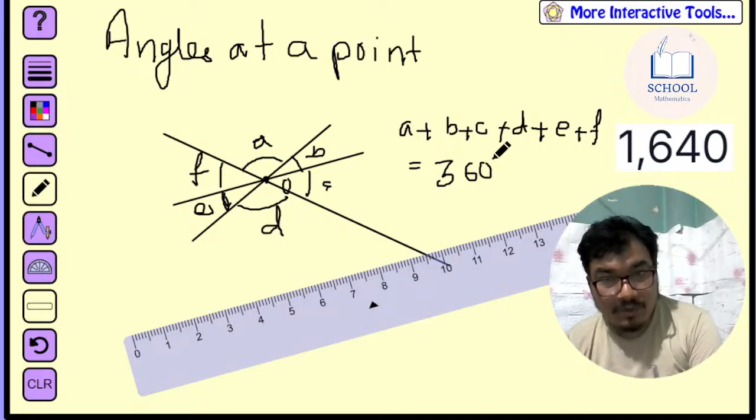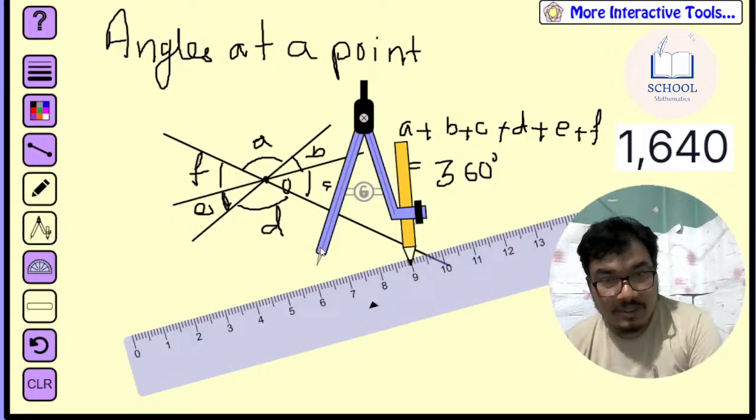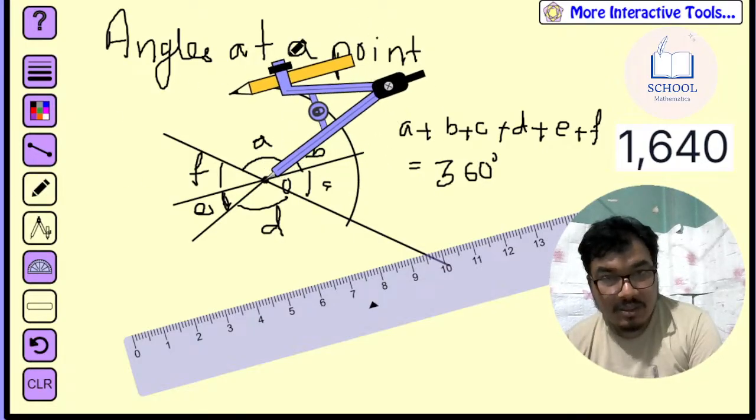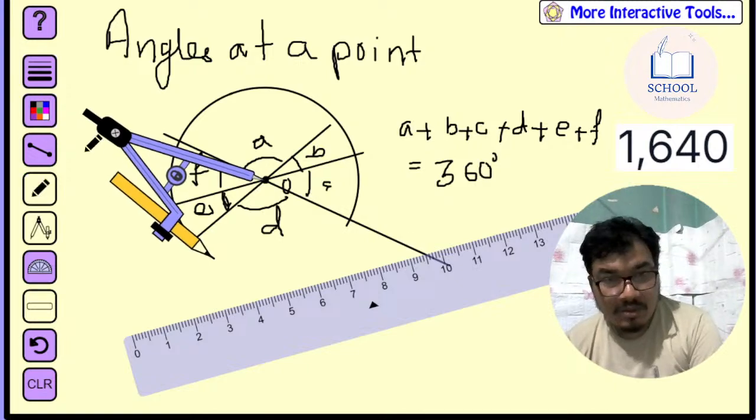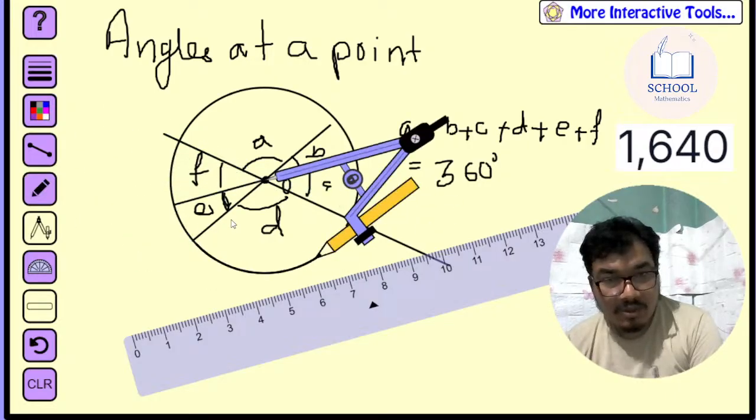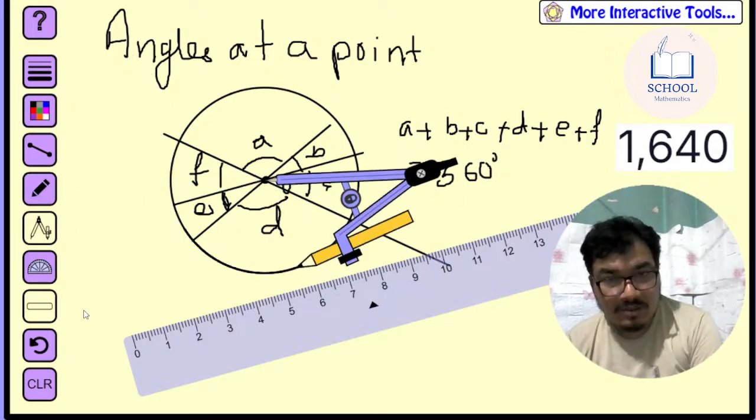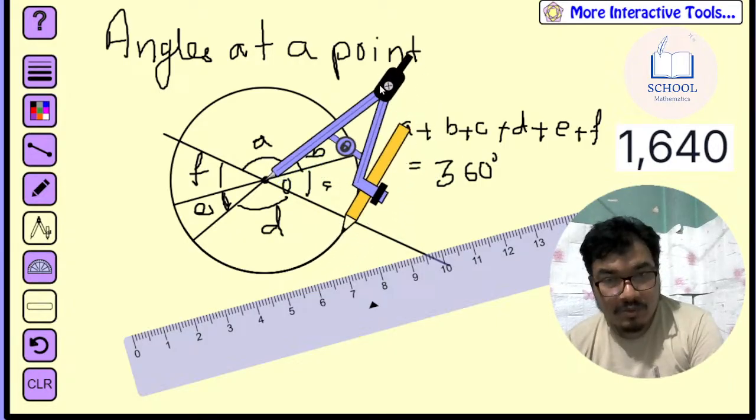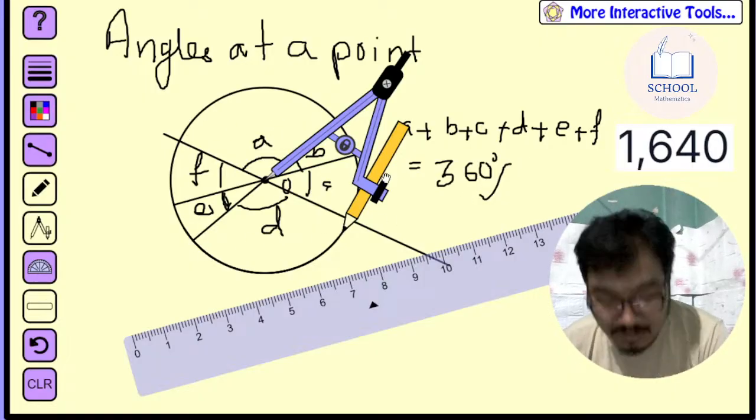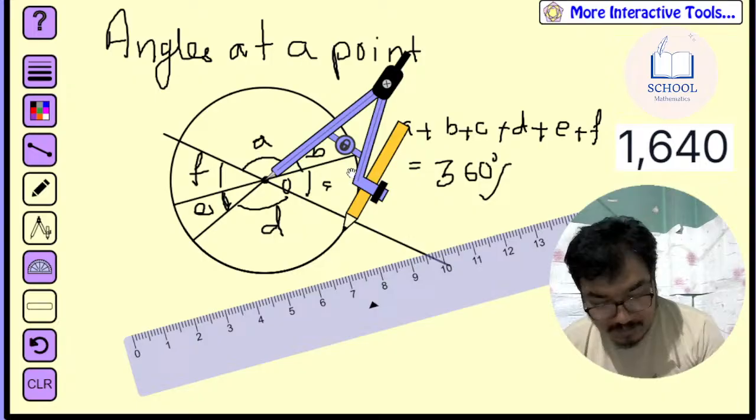Okay, why do you know? Look, when they are added, they will form one complete circle, right? You can see here, and if you join them, will they form a complete circle or not? Let's check. Look, like this. While adding all the angles, we have to find 360 degrees. That's why angles at a point is 360 degrees. We have to see here.